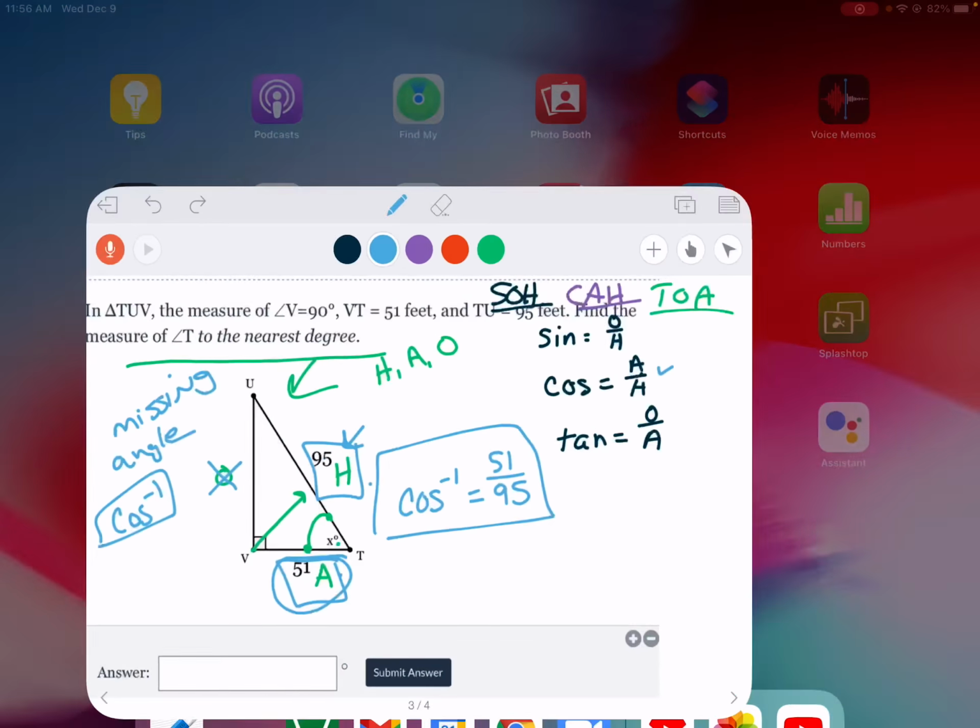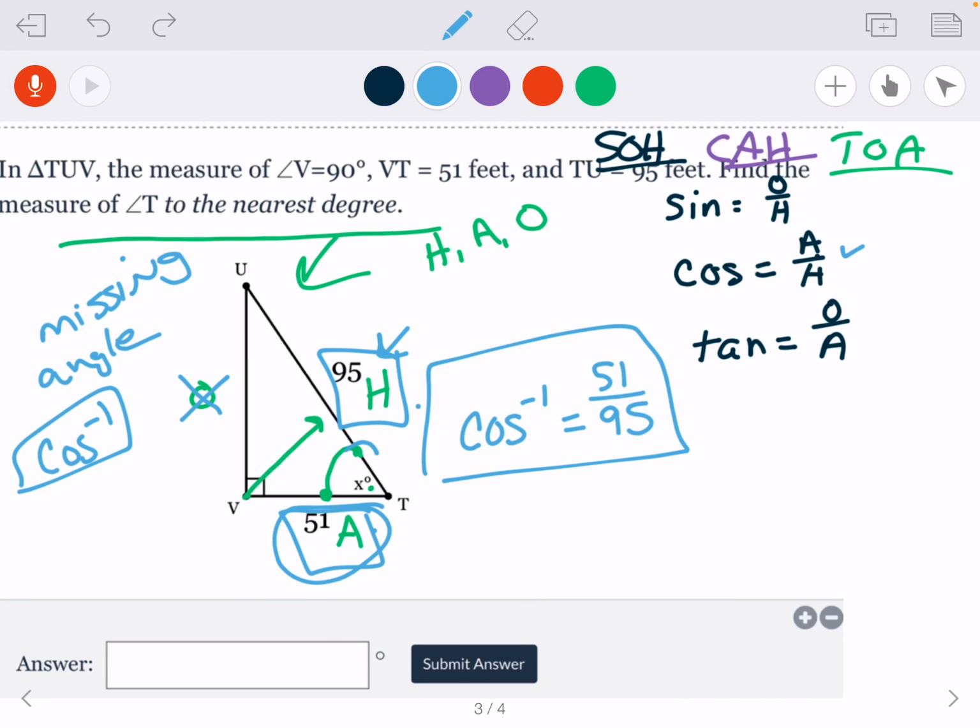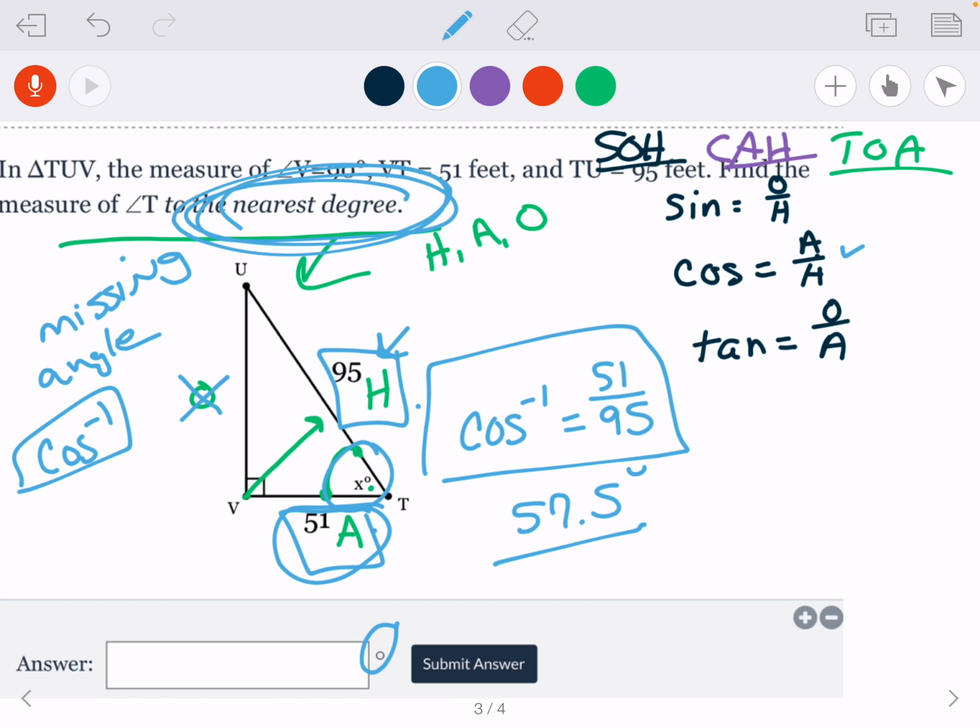So going back to the problem, the X degree is 57.5, and they have the degree symbol here, so you don't have to write the degree symbol in. So 57.5. Oh, wait, I lied. It's rounding to the nearest degree. So this rounded to the nearest degree would be 58. So it's a whole number.